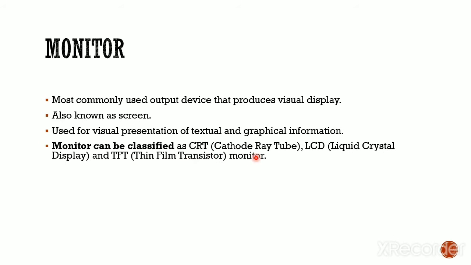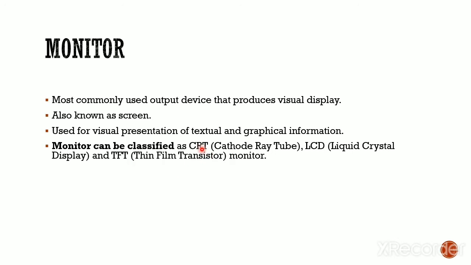Thin film transistor is the type of monitor that we are using nowadays. These two are all previous old types. This is being used nowadays, and it is a kind of expensive thing. Each pixel is taken care of by transistors, the number of transistors there. It is an expensive one.